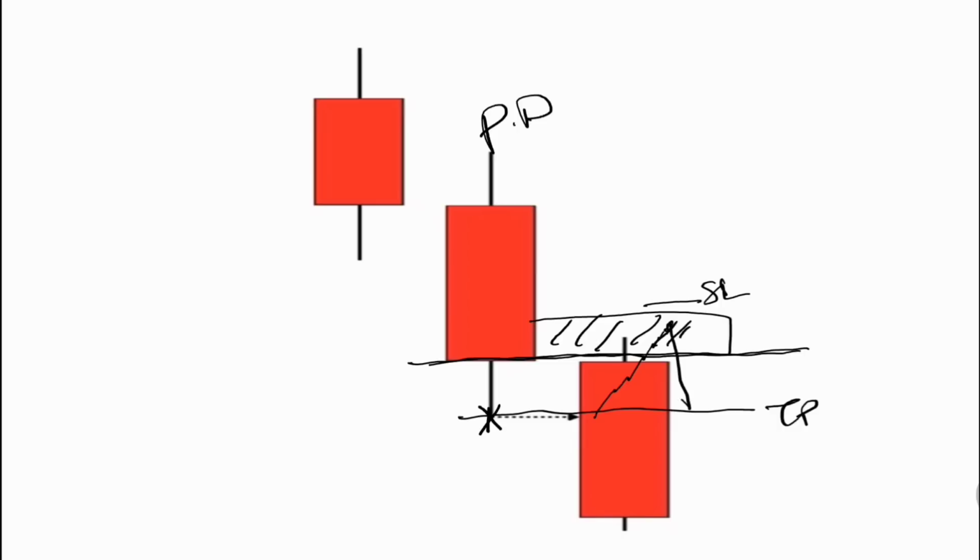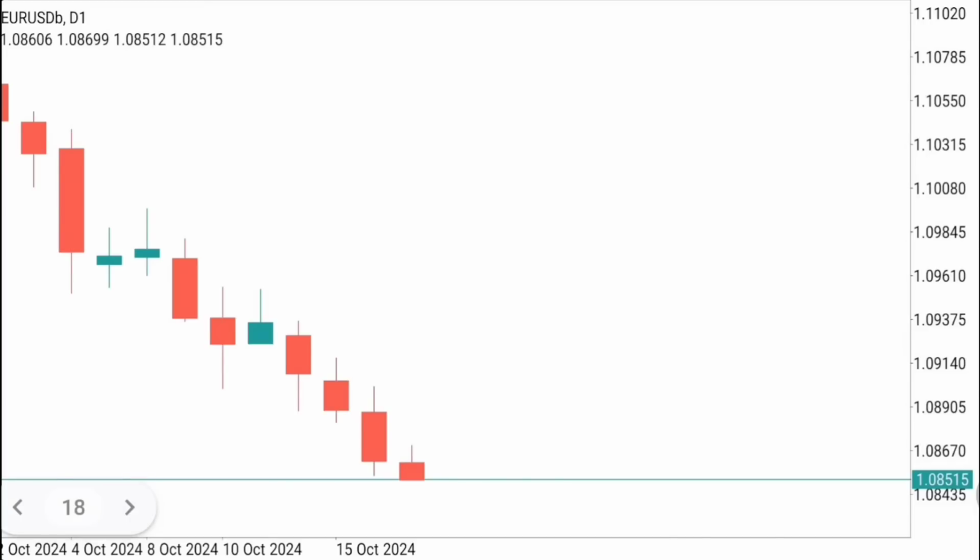Price would get to that point, even though it might extend further, but at this point price will most likely take out this previous day's low.